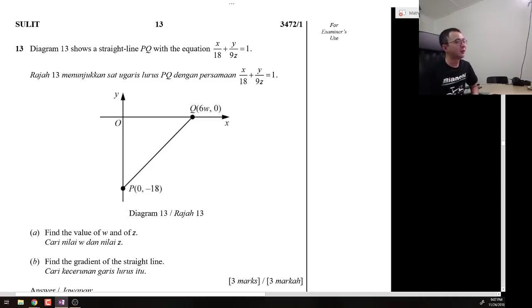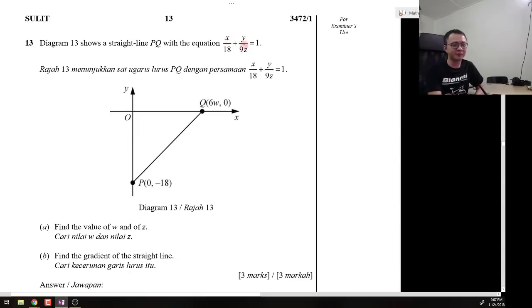So diagram 13 shows a straight line PQ. You can solve this equation if you want. For this paper one we don't have section C. Let me come back to this one first. This is a straight line equation and asks me to find w and z. Actually quite simple. To get w, I will just substitute this coordinate into the equation.